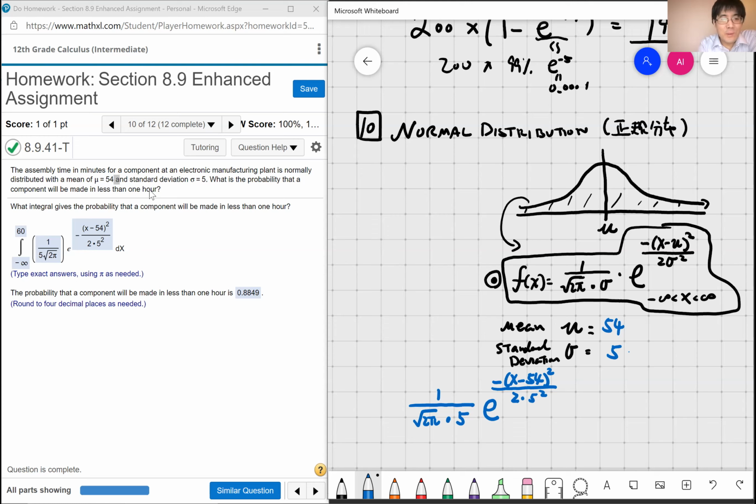We want to find the probability that the random variable takes a value less than 60 minutes. So we want to find the area to the left side of 60. So we are going to integrate this function from negative infinity through 60.